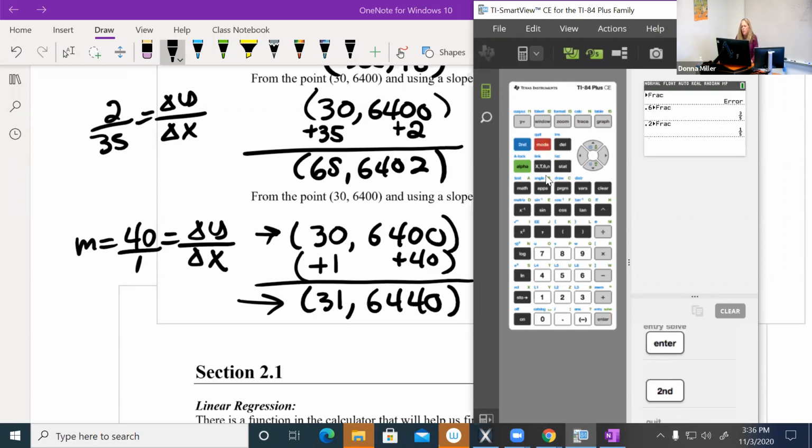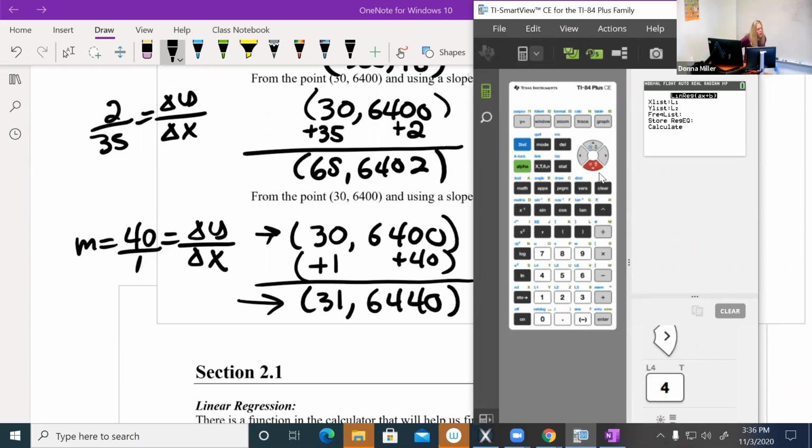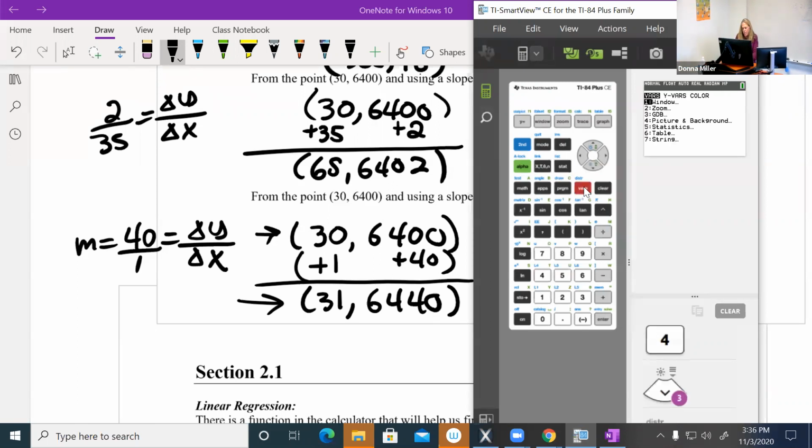All right, I'm going to go to stat, and I'm going to go to calculate, and number 4, LinReg. Now, one more thing I want to tell you about. If you want to store the equation so you can graph it, there's this thing called store equation. You can actually put it into a grapher. The way that you do that is I go down here and pick variables, VARS, go over to Y variables and functions, so press enter.